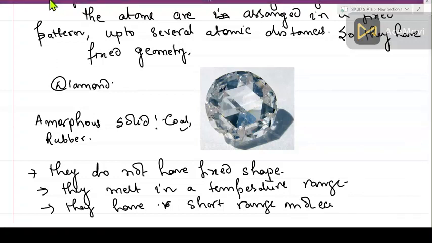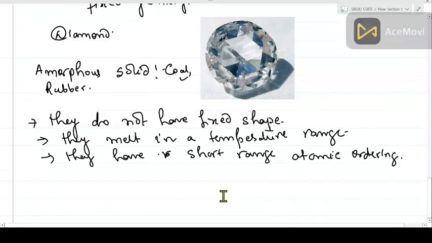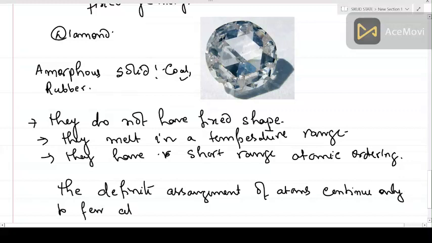They have short range ordering. Short range atomic ordering means the definite arrangement of atoms. It does not continue throughout the structure. It extends only to a few atomic distances, up to a few angstroms. The definite arrangement of atoms continues only to a few atomic distances.